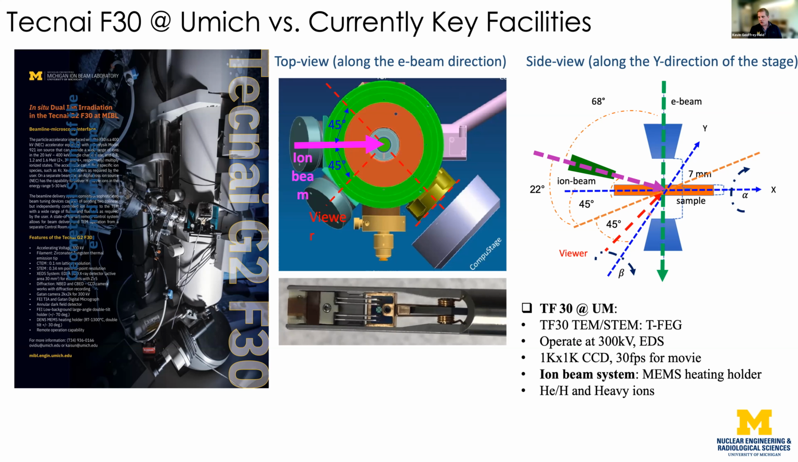Because if you take a side cut, this would be your sample, your electron beam's coming down. Your ion beam is 68 degrees off axis from the electron beam. So you have to consider all of these different tilting things.